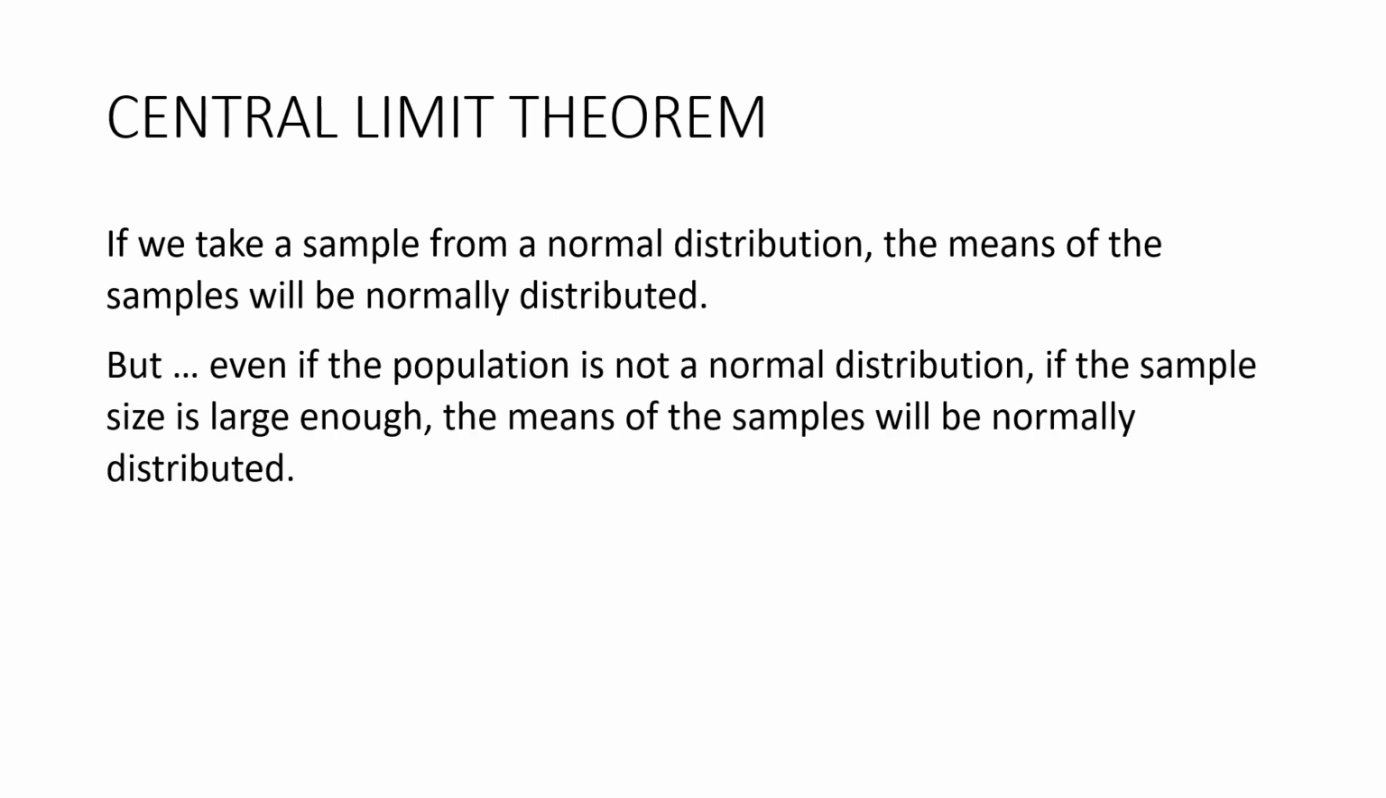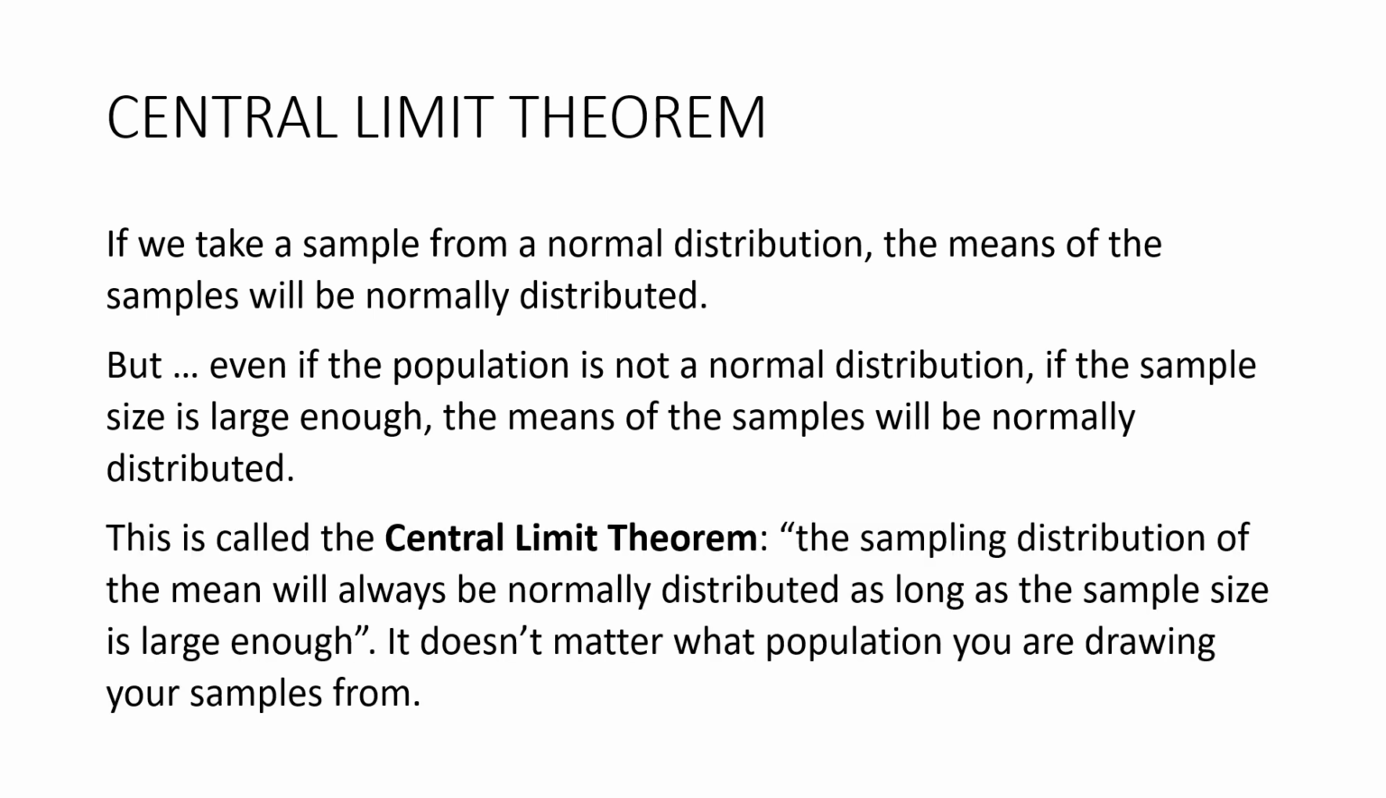But here's the central limit theorem. Even if the population is not normal, if the sample size is large enough, then the means of the samples will be normally distributed, which is pretty cool. So this is what is called the central limit theorem. The sampling distribution of the mean will always be normally distributed as long as the sample size is large enough. It doesn't matter what population you're drawing your samples from.